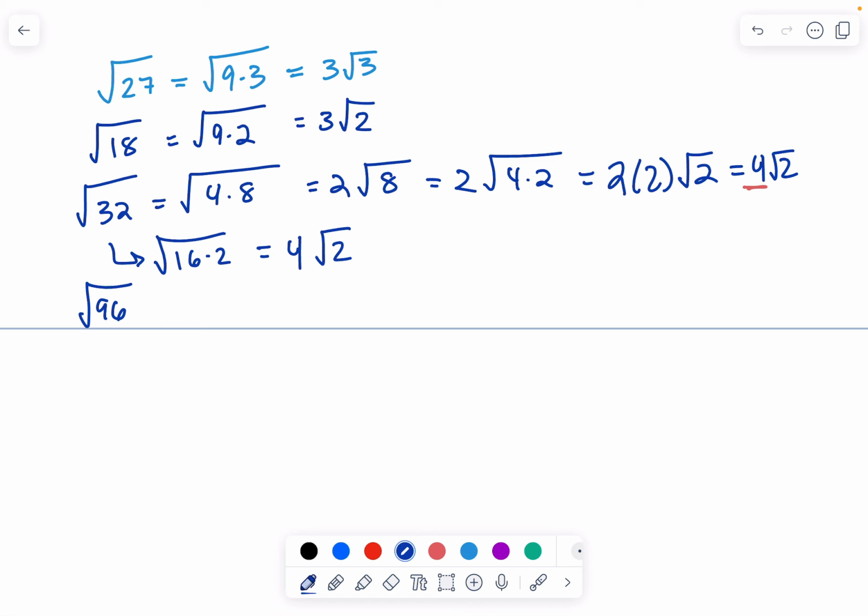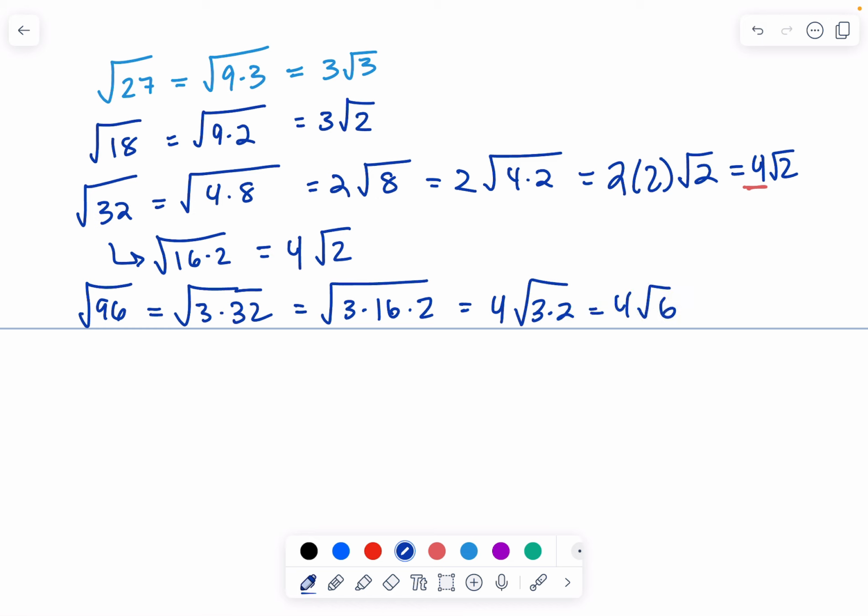Is there a perfect square that goes into 96? Well, I know 3 and 32. And I know what 32 simplifies to because I just did that one. So I would break up 32 into 16 and 2. So this would be 4 root 3 times 2, or 4 root 6.